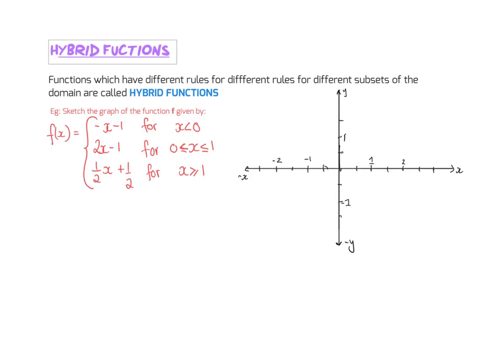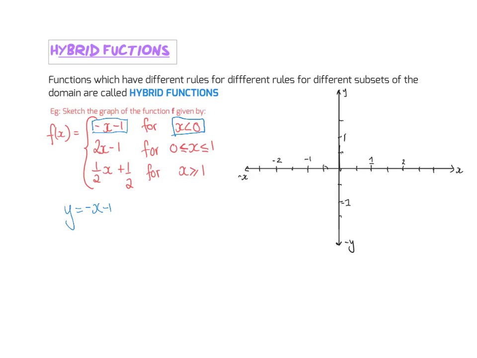Okay, today is hybrid functions. So functions that have different rules for different subsets of the domain. So if you take, for example, this one here, for this first equation, what it's actually saying is we have the rule y equals x minus 1, but we're only going to apply that rule when x is less than 0.